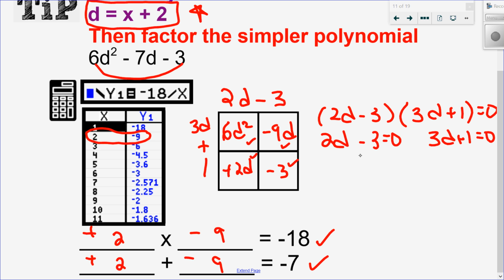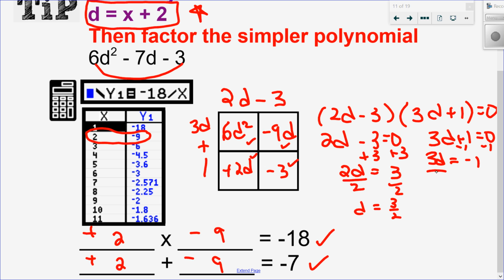Okay, so over here, I'm going to add 3 to both sides. So I get 2d equals 3. And then divide both sides by 2, and I get d equals 3/2. Over here, 3d, I'm going to subtract 1 from both sides equals negative 1. And then divide both sides by 3, and d equals negative 1/3.